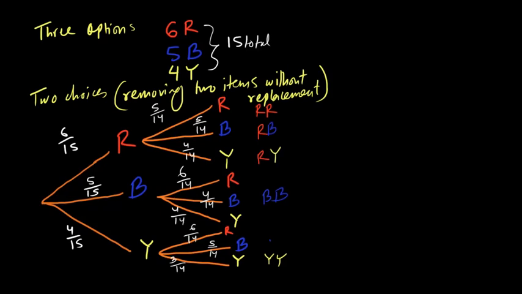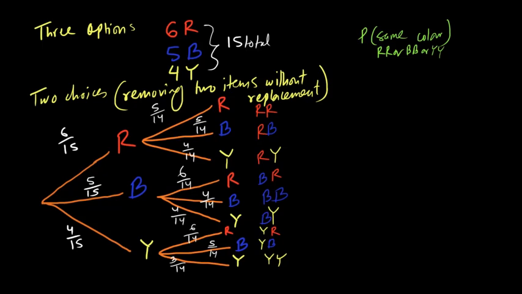Then this is going to be blue and red, and this is going to be blue and yellow. And then this is going to be yellow and red, and this is going to be yellow and blue. So this is how it goes. These are all the options. Now if the question was to find the probability of same color, same color means it's going to be either red and red, or blue and blue, or yellow and yellow. So that is all the permutations that we need.